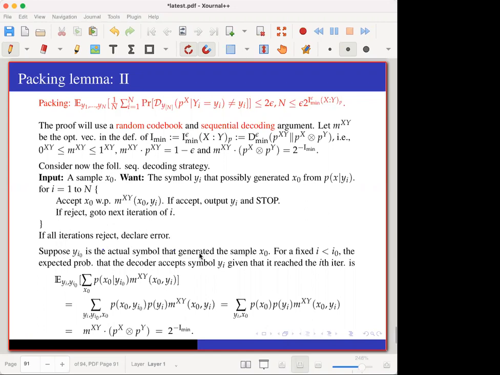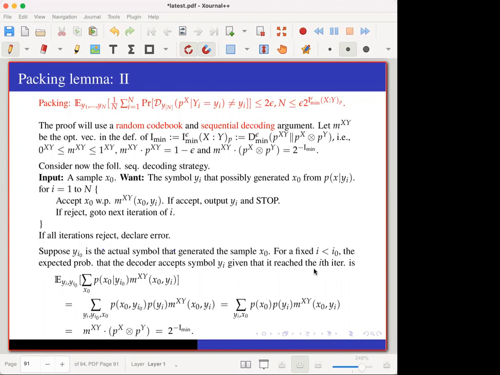So this is a very naive decoding strategy. Hard to believe that it does anything good, but as you'll see, it is very good. Suppose yi naught is the actual symbol that generated the sample x naught. I want to analyze what happens for a fixed i less than i naught. Remember, success occurs if the decoder outputs yi naught. That means some i which is less than i naught should be rejected.